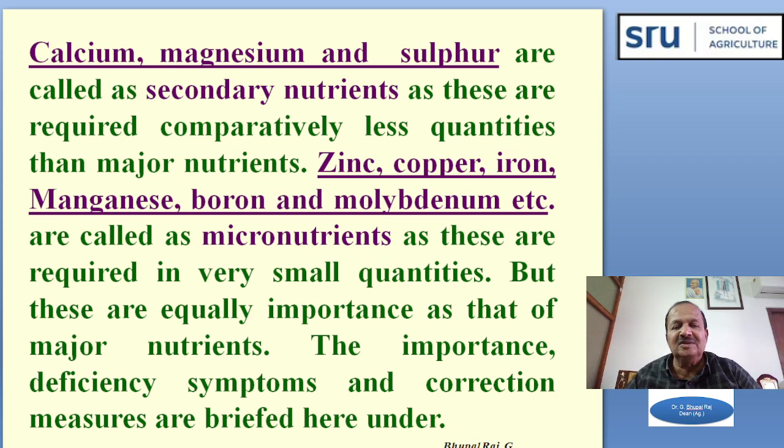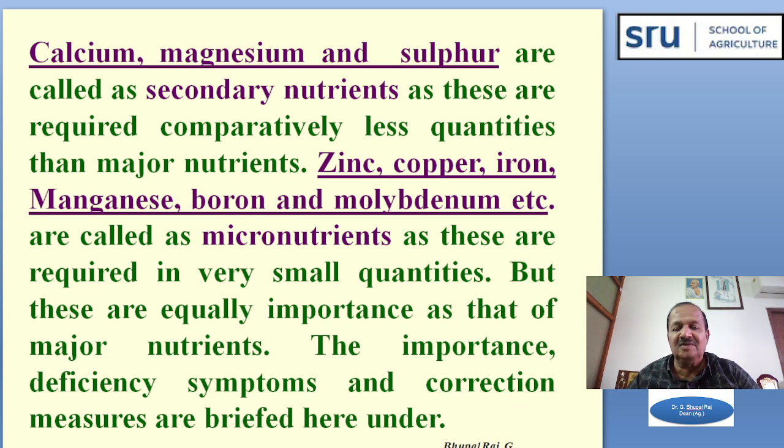Then come the secondary nutrients. These are required in comparatively lesser quantities than the major nutrients. These are calcium, magnesium, and sulfur. Next come the micronutrients. These are required in very small quantities. Those are zinc, copper, iron, manganese, boron, and molybdenum, etc. Even though these are required in very small quantities, their importance is equally as good as that of major and secondary nutrients. So these are very important.